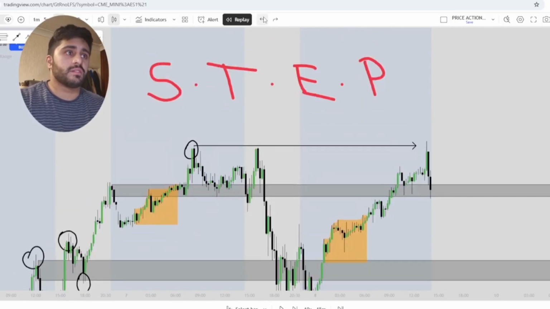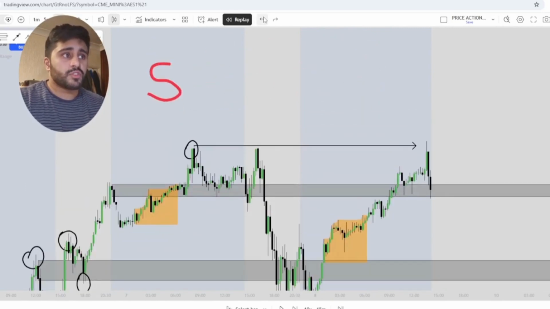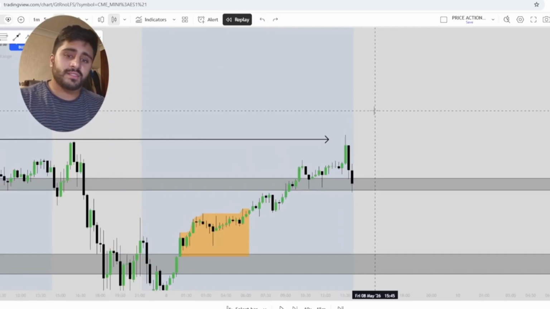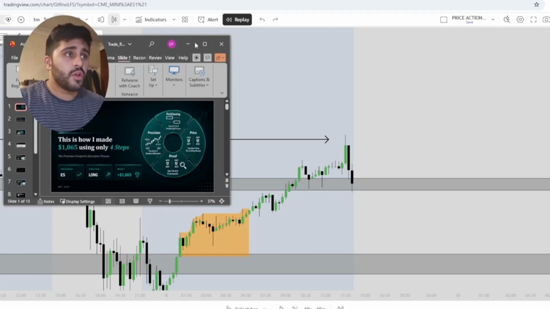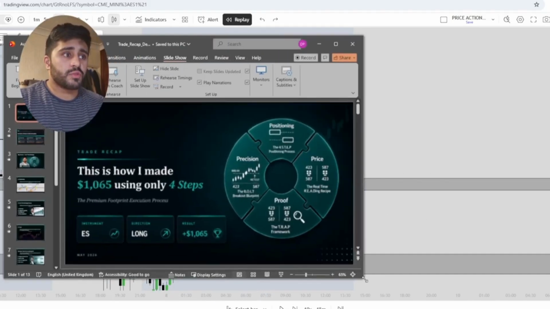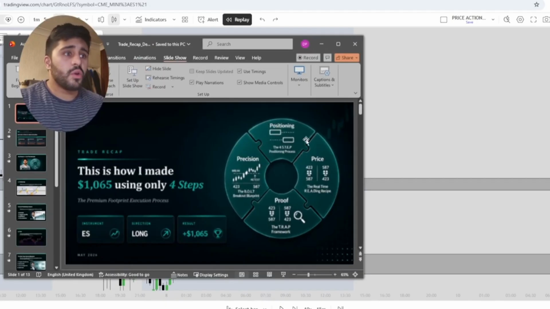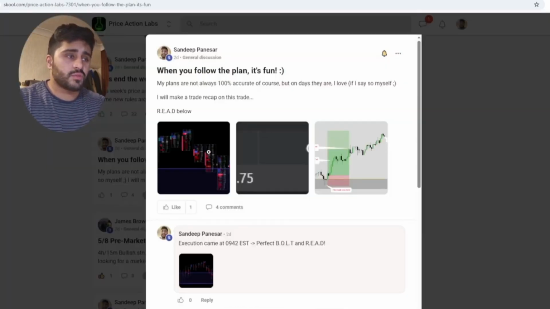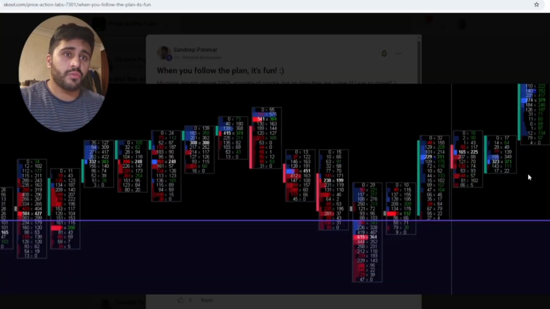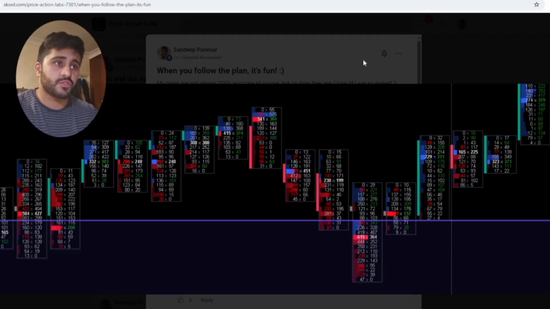So let me clear the charts and let's quickly go over this. Once you've got your key levels, what's the next thing we're looking for? If I go back to the presentation, once we've gone through positioning, we've got our key level, we now want to move on to price. We want to go on to reading price action. I was live in school, so this was the execution for that particular day. This was the actual execution.